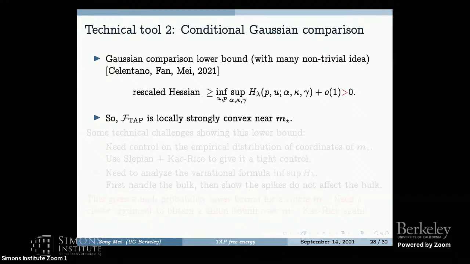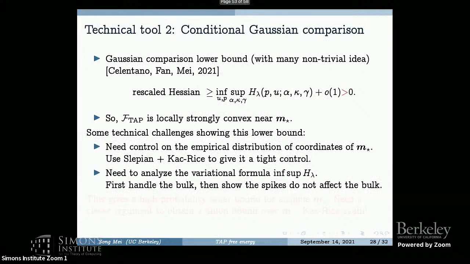Okay, but showing this result has some technical challenges, and we need some smart ideas to show this. The first technical challenge is to control the empirical distribution of the coordinates of this M star. To control this, we again use Slepian plus a characterization to give a tight control.